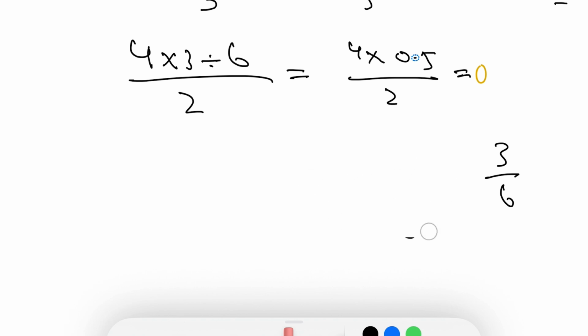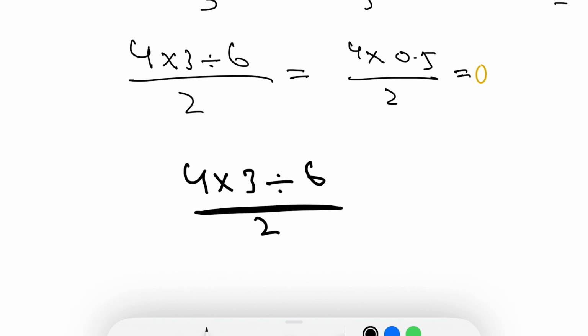So we use the calculator directly: 4 multiply 3 divide 6 and divide by 2. So here the answer is 1. So maybe we made a mistake.